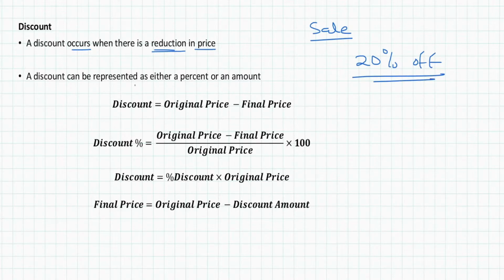A discount can be represented as either a percent or an amount. So here, your discount is your original price minus your final price, because your final price is lower. Your discount percent is going to be your discount divided by your original price times 100. Then your discount, if you want to get a value, is your percent discount multiplied by the original price. And then your final price is going to be your original price minus your discount amount.